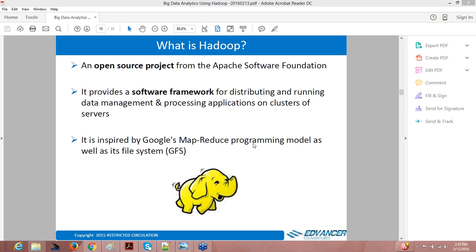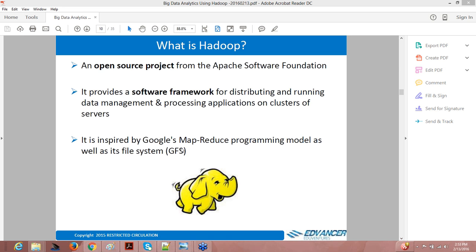Hadoop is inspired by Google's MapReduce programming model, as well as its file system, GFS, Google File System. Google released two white papers around 2004. One was on data processing, called Google MapReduce. The other one was a distributed file system, called GFS. These white papers are available on the net, and if you are interested, you can read them. These white papers influenced the development of Hadoop.